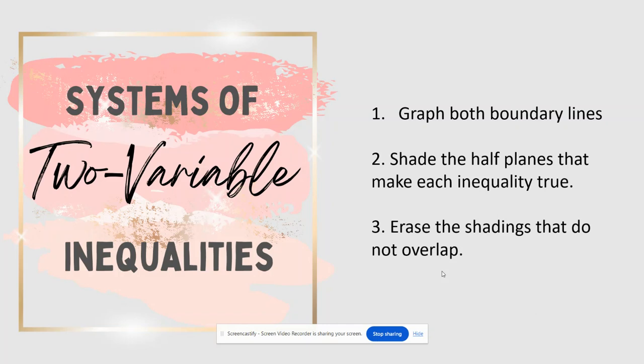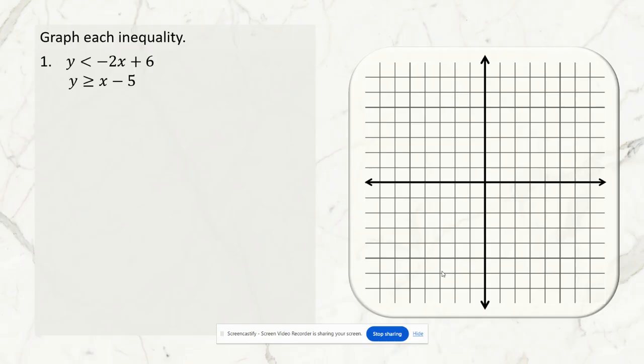So there's bound to be some overlap somewhere, okay? That overlap is actually our answer to our system of inequalities. Other than that, the process of graphing these and shading them is going to be the exact same as what we're used to. So if we're looking at number 1, we have y is less than negative 2x plus 6, and y is greater than or equal to x minus 5.